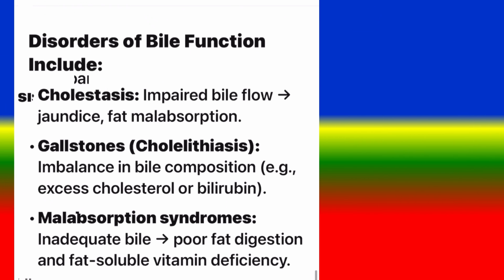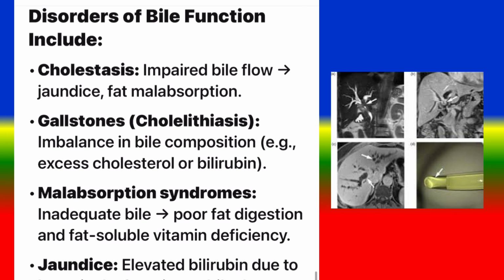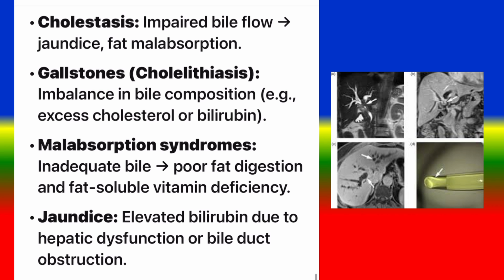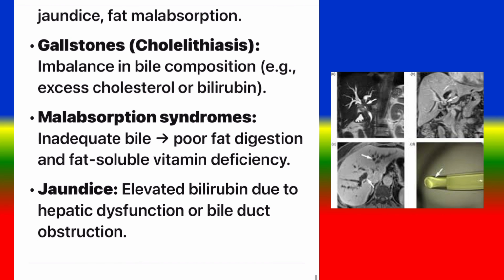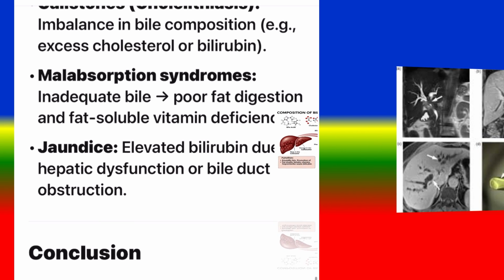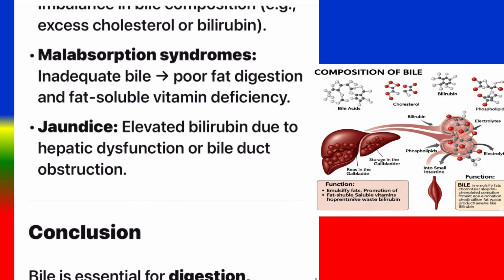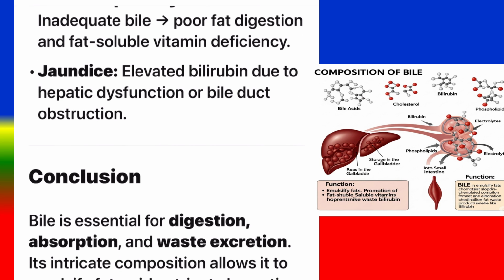Clinical relevance. Disorders of bile function include cholestasis, impaired bile flow, jaundice, fat malabsorption, gallstones, cholelithiasis, imbalance in bile composition, e.g. excess cholesterol or bilirubin, malabsorption syndromes, inadequate bile, poor fat digestion, and fat-soluble vitamin deficiency. Jaundice, elevated bilirubin due to hepatic dysfunction or bile duct obstruction.